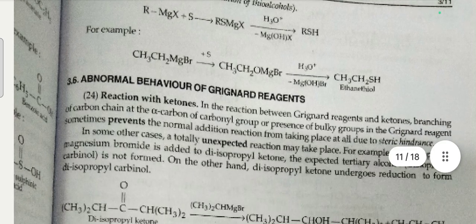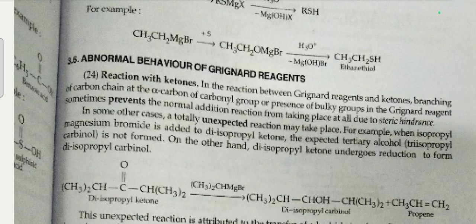Abnormal behavior of Grignard reagents. First, reaction with ketones. In the reaction between Grignard reagent and ketones, branching of the carbon chain at the alpha carbon of the carbonyl group or presence of a bulky group in the Grignard reagent sometimes prevents the normal addition reaction from taking place at all due to steric hindrance. In some other cases, a totally unexpected reaction may take place.